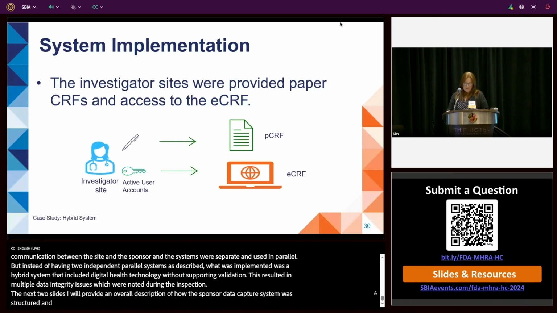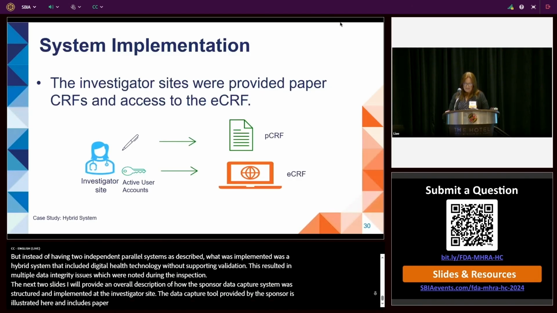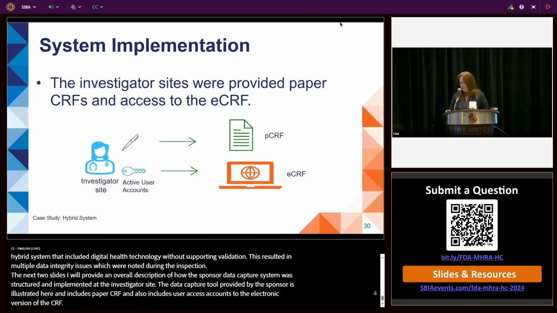The data capture tools provided by the sponsor are illustrated here, and they include paper CRFs for manual entry of data, and also include user access accounts to the electronic version of the study CRF. As pictured here, it may seem that the two processes could proceed in parallel as described by the sponsor, but I'll show you how these tools are actually used at sites.